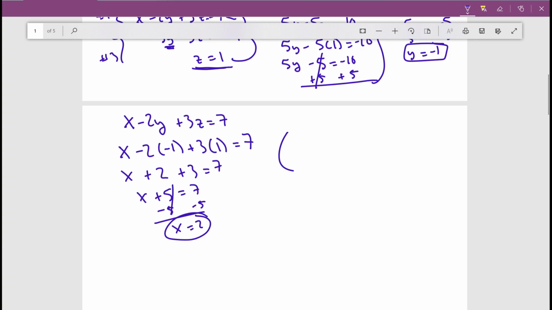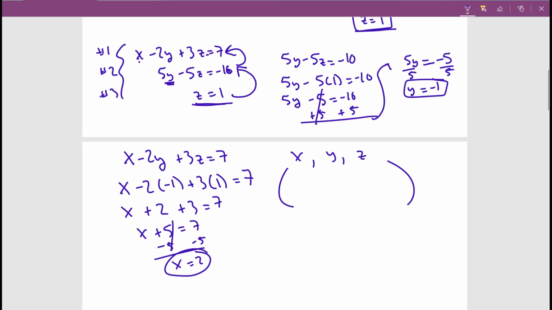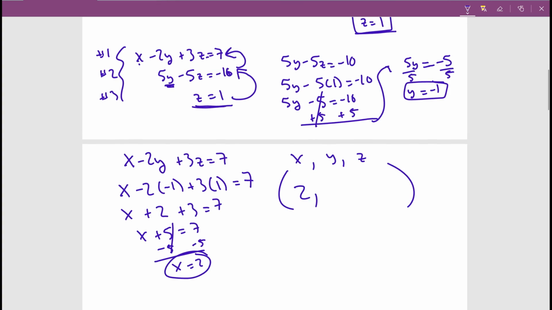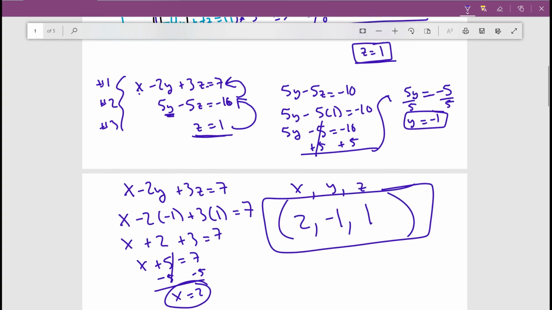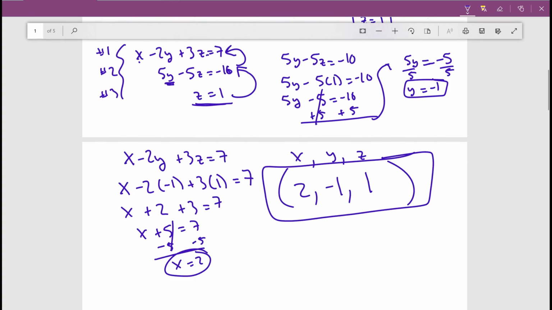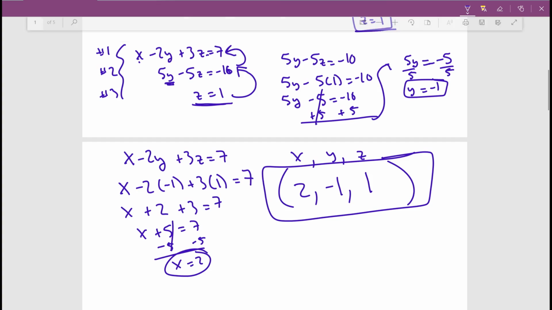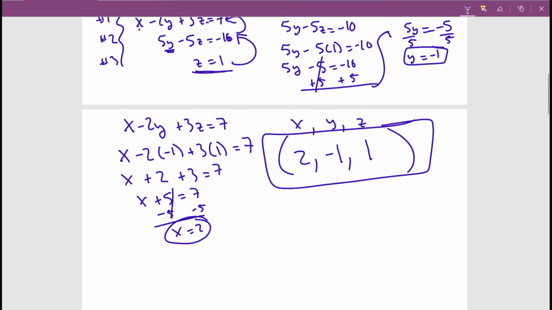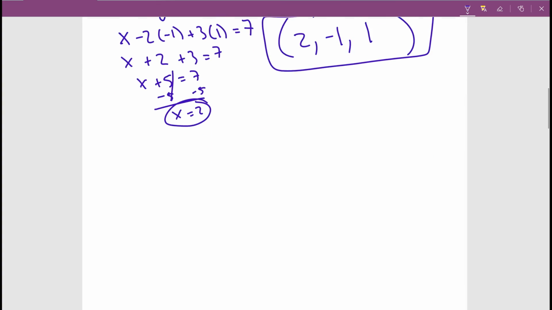So now my answer is going to be in x, y, and z format. So you're going to have 2, comma, negative 1, comma, 1. Okay? Whew, that was a lot of work. But yes, there are other methods that you can do, but this one will always work. Okay? So, if you'd like, go ahead and practice this problem.